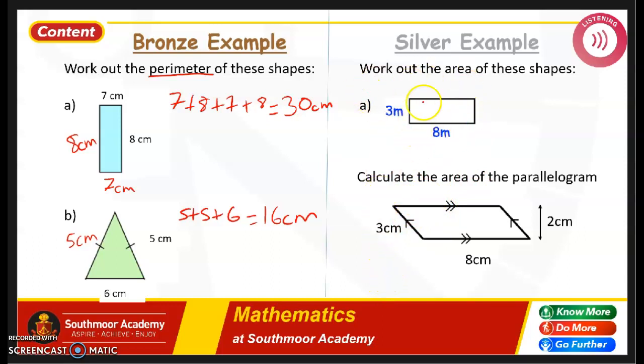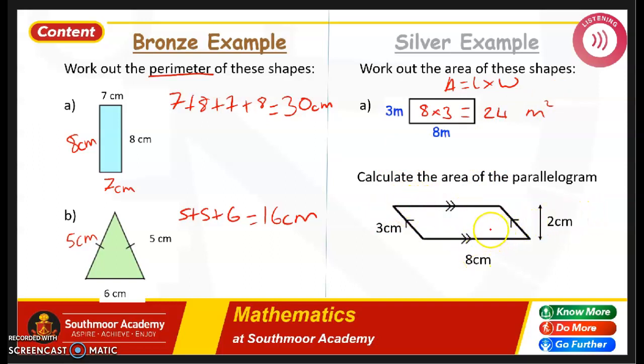To calculate the area of a rectangle, the formula is length times width. So the area of a rectangle is equal to length times the width. Here we are told the length is 8 and the width is 3 metres. So to calculate the area of this shape, we're going to do 8 times 3, giving us a value of 24 centimetres squared. Not centimetres, metres, sorry. Metres.